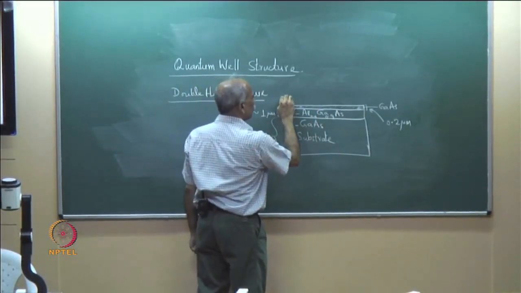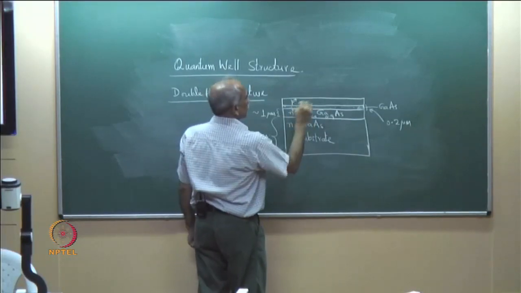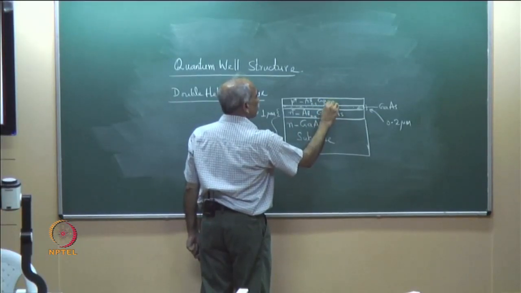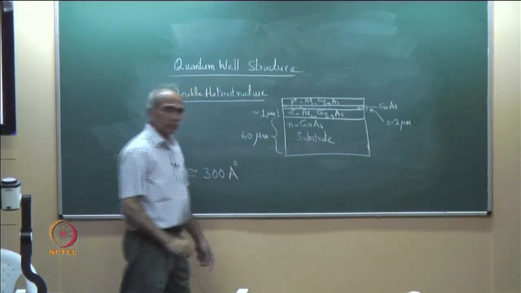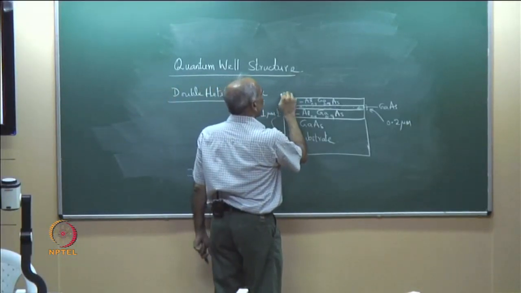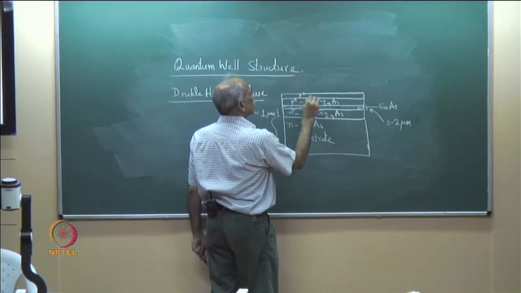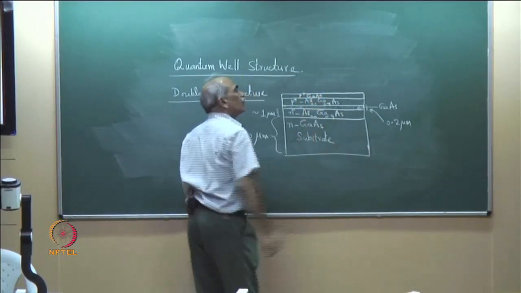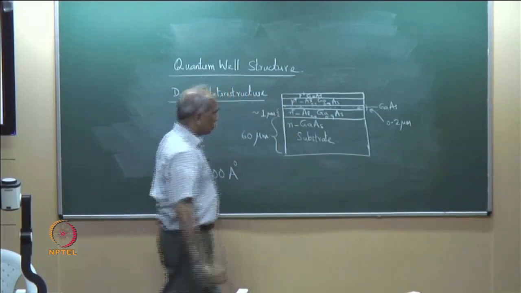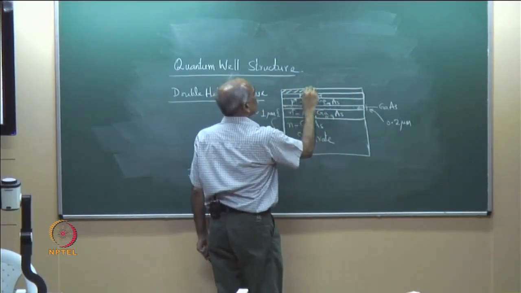On top of this we grow another layer, p plus or p aluminum gallium arsenide, Al 0.1 gallium 0.9 arsenide. This is again about 1 micron thick. On top of this one generally grows a p plus layer of gallium arsenide. Why does one need all these layers? There are technological reasons and also physics involved. On top of this you have the metal for contacts.